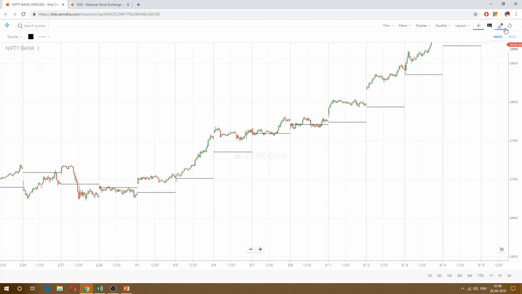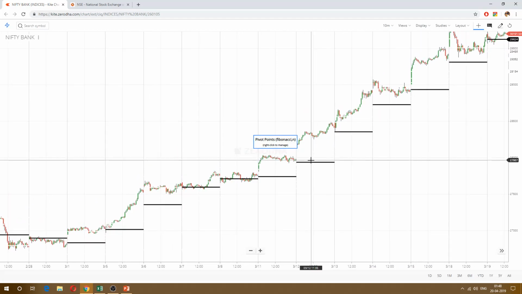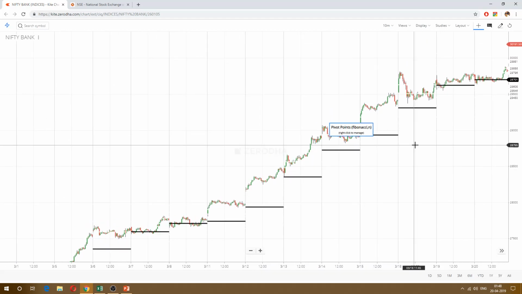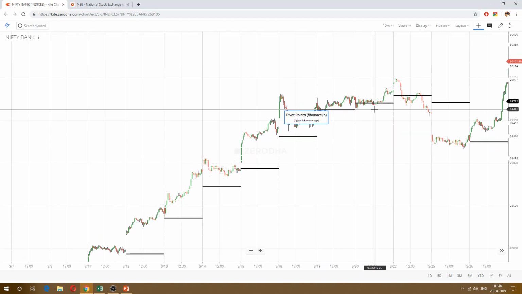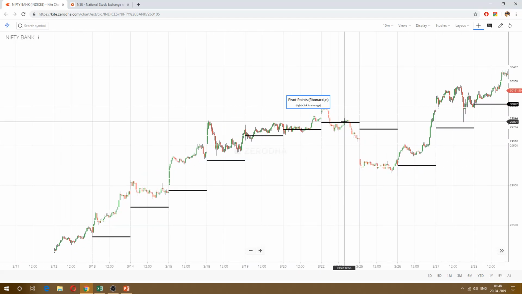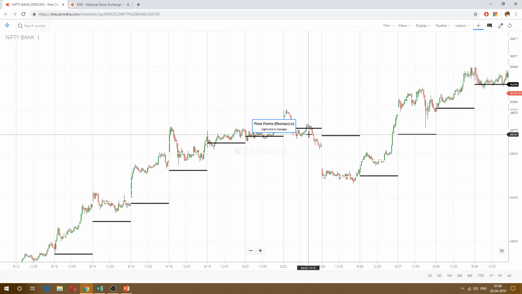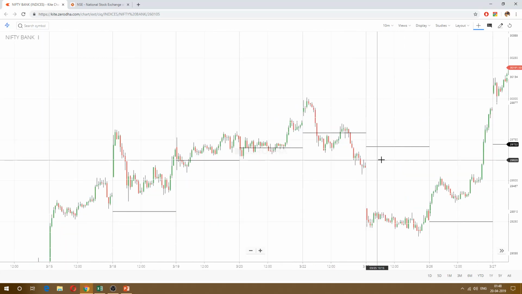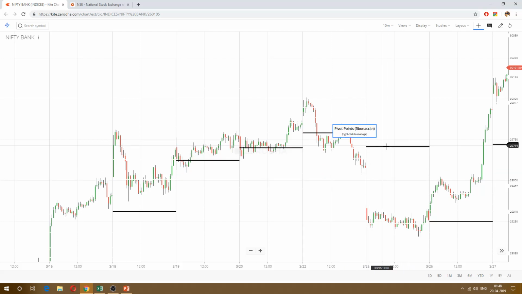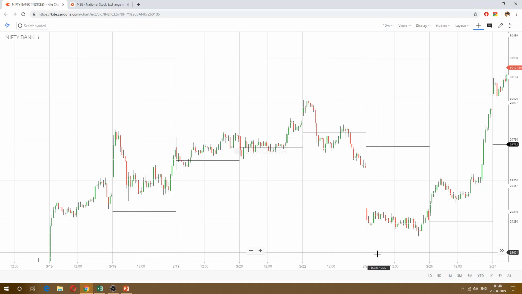It is going up, again up, again up, up, up, up. See here, the central line came down. What happened? And by the way, since pivot is calculated based on the previous day data, we already know that this central line is going to be below the previous central line. In your calculation, you will already know this.